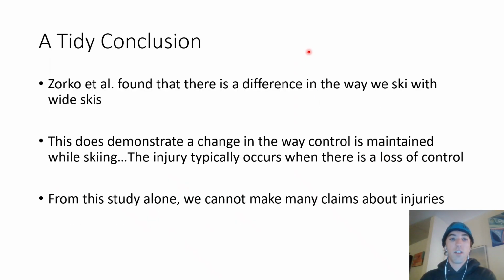And the reality of the study is that all that Zorko et al. really found was that there is a difference in the way that we ski and the way that our knees react with wide skis. And they do demonstrate that there's a difference in the way that we control the ski. And the reality is that the injury typically happens when we lose control. From looking at this study alone, we can't really make any claims about the likelihood of injury increasing or decreasing with either ski width.